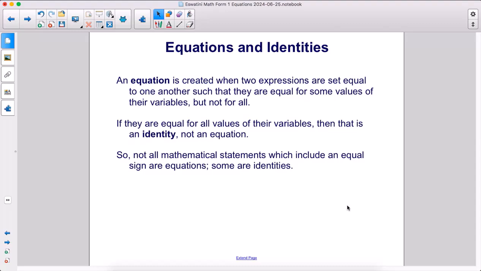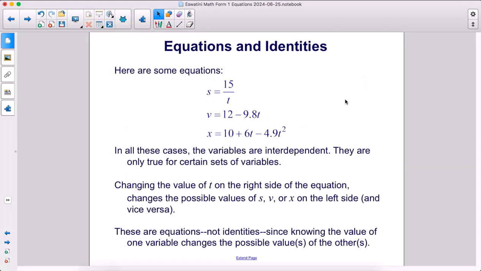Here are some equations. s equals 15 over t, v equals 12 minus 9.8t, and x equals 10 plus 6t minus 4.9t squared. In all of these cases, the variables are interdependent. They are only true for certain sets of variables. Changing the value of t on the right side of the equation changes the possible values of s, v, or x on the left side, and vice versa. These are equations, not identities, since knowing the value of one variable changes the possible value or values of the others.